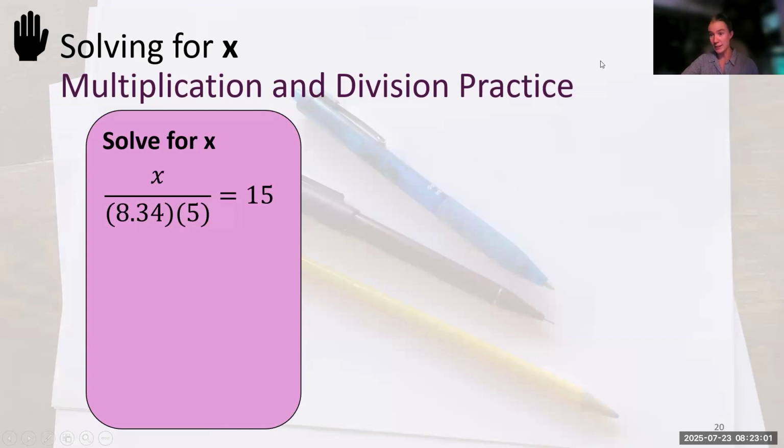Now we're going to do another practice. So grab that pen and that paper, and we're going to practice solving for x using multiplication. For this equation, we've got x divided by 8.34 times 5 equals 15. So that's the equation we're starting with. Try to get x by itself so that then we can solve for x and figure out what it is. I'll give everyone about a minute to do that one.